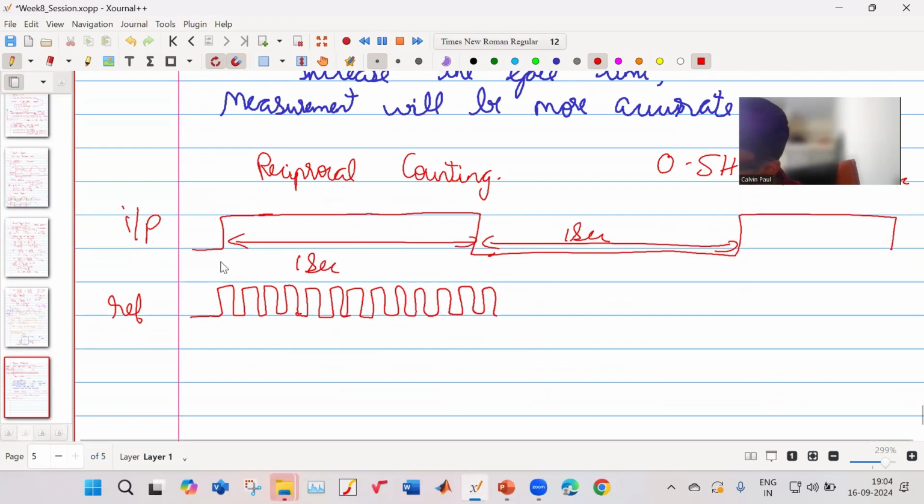So now in this band, I will count the number of falling edges within this time, half of the input signal time period. Let us say the number of falling edges is 12. Okay, it is 12.